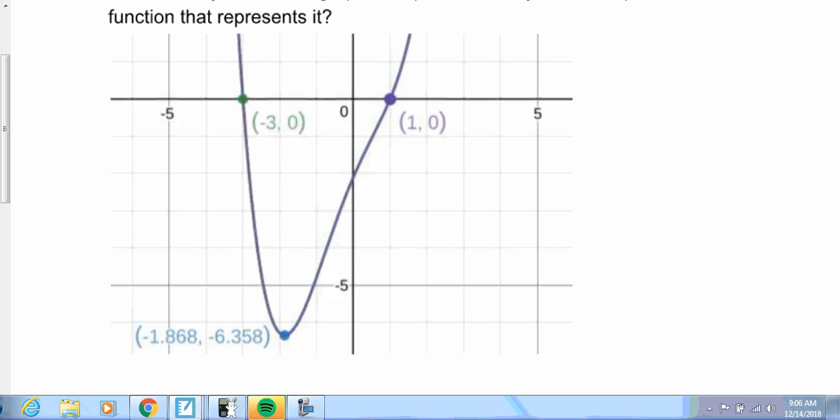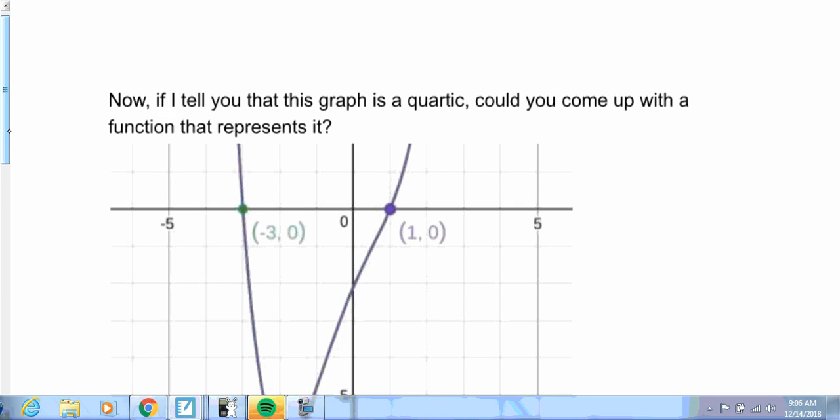Well, let me ask you this. We got a function here that is a quartic, but I got 2 complex roots. We're not to the point where we can find a function like this yet, but I can find part of the function. What part of the function can I find? The zeros, right? Based on the zeros. How would I do that?